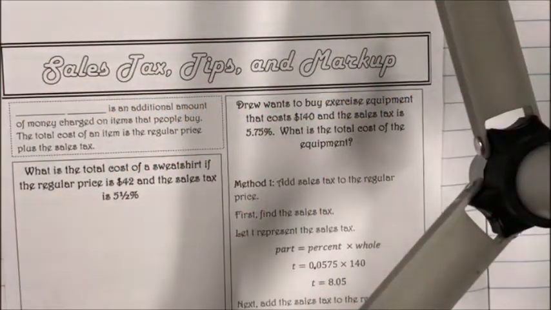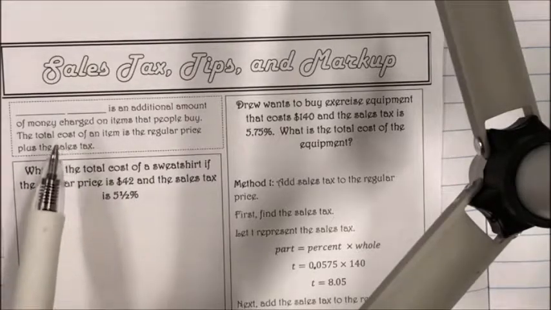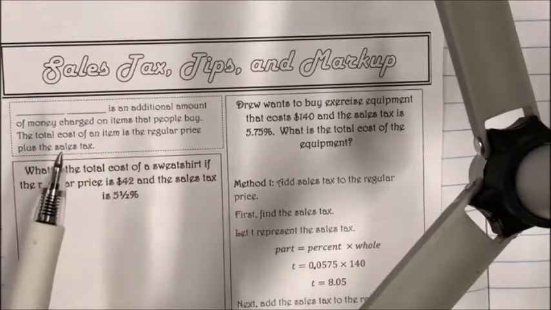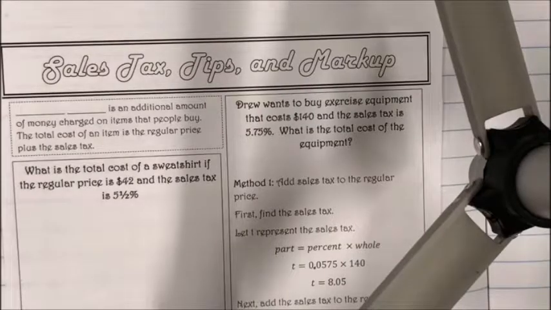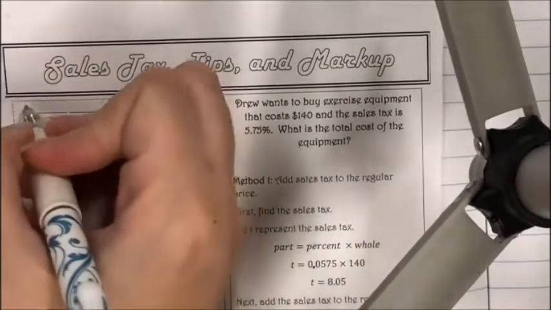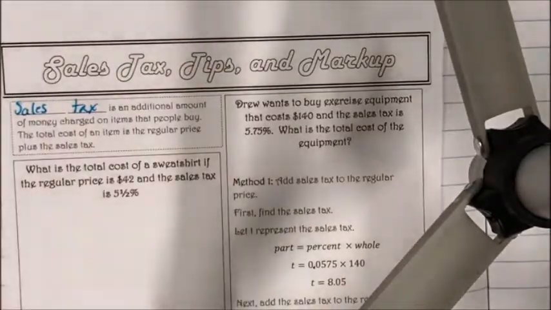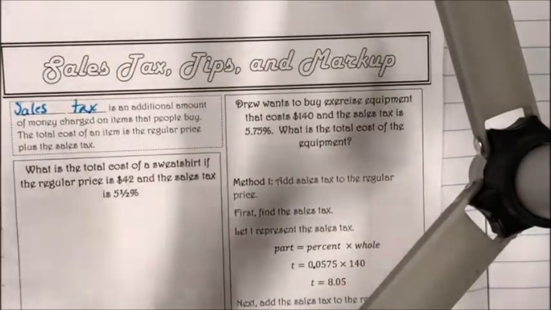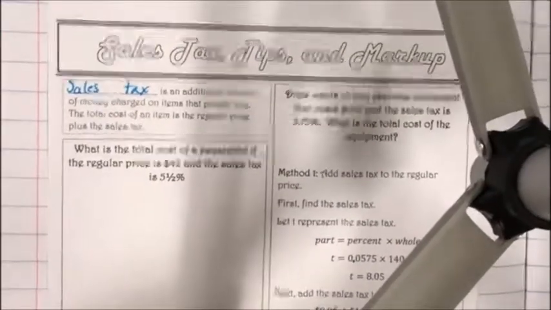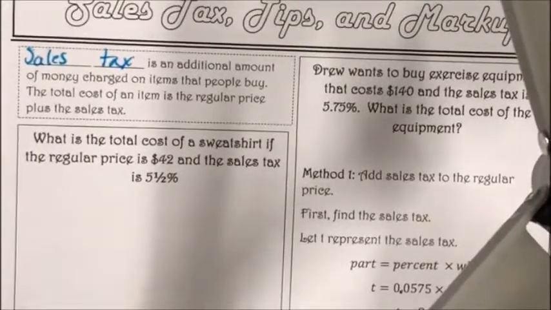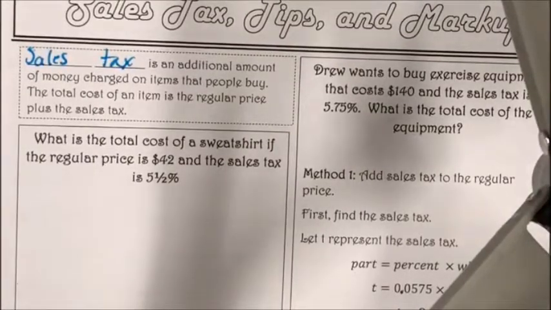All right, this is Chapter 2, Lesson 6, Sales Tax, Tips and Markups. So in this first box, it says blank blank is an additional amount of money charged on items that people buy. In those two blanks, you're going to write sales tax. A sales tax is an additional amount of money charged on items that people buy. So the total cost of an item is the regular price plus the sales tax.